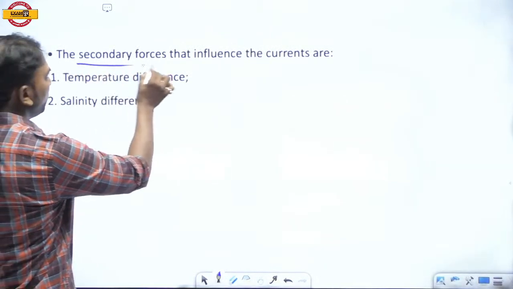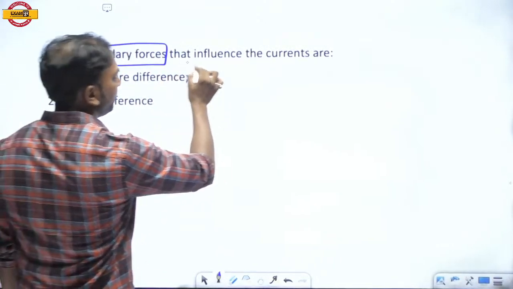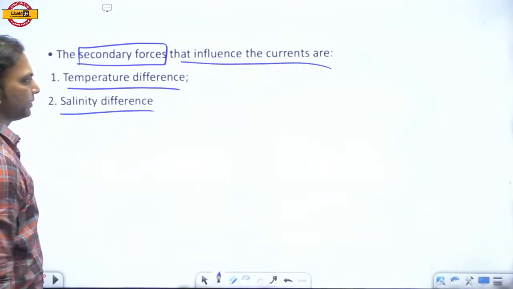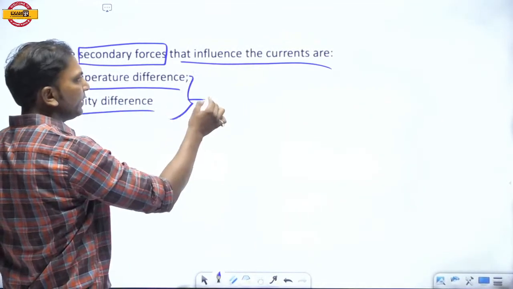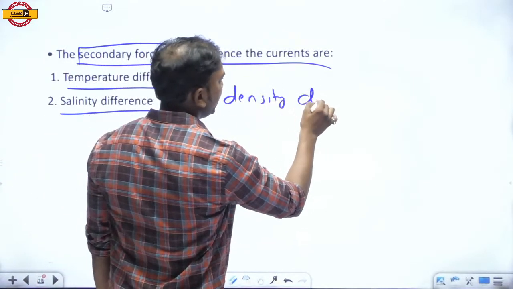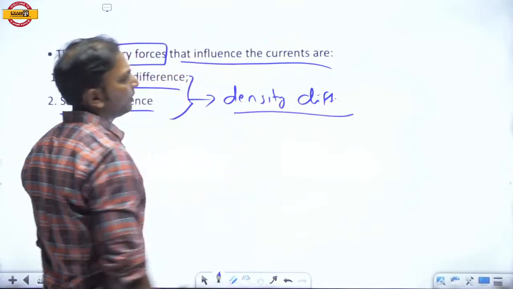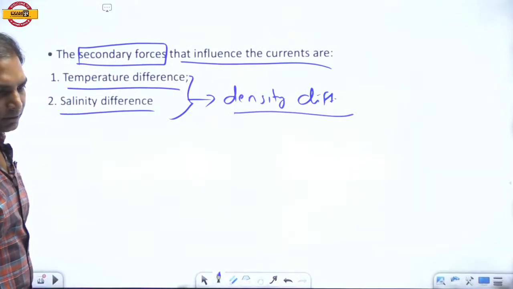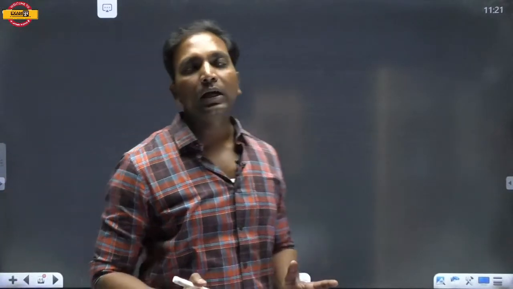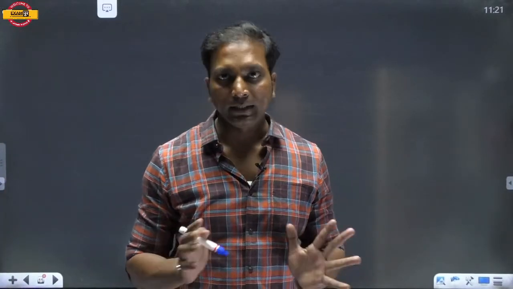So the secondary forces that influence the currents are temperature difference and the salinity difference. Both will create the density differences. These two will create the density differences. So come to the point. So firstly, we are going to get the how the currents originate.